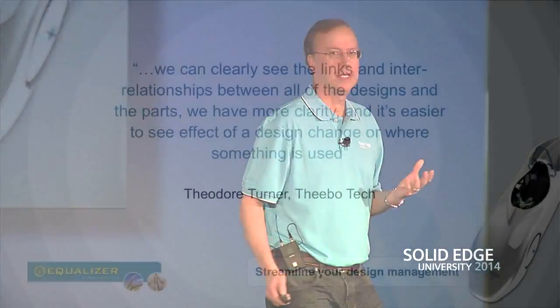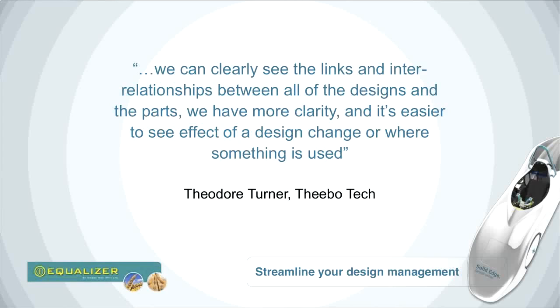It's great to see, of course, customers adopting these technologies. Thebotech down in South Africa, they make grain harvesting equipment, threshers, those kind of things. And what they really like about it, and what we really like about it, is it's visual and straightforward. They can see the relationships between their parts. And if I change this, what else is going to happen?